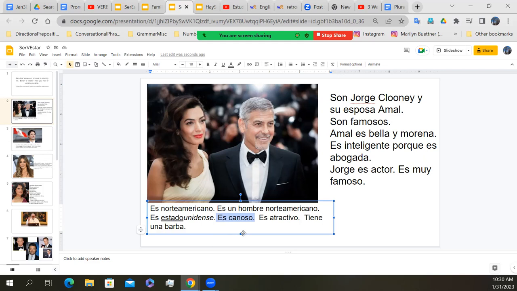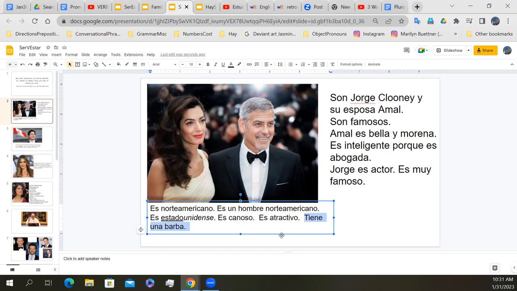Es canoso. He's gray-haired. Es atractivo. He's attractive. Oh, different verb, not ser. Tiene una barba. He has a beard. Tiene una barba. And oddly enough, beard, even though a man has it on his face, the word beard by itself is a feminine noun. The word beard. Beard is a thing. That means it's a noun. And it happens to be a feminine noun. I know, even though it's on a man. Tiene una barba. It's a feminine word.